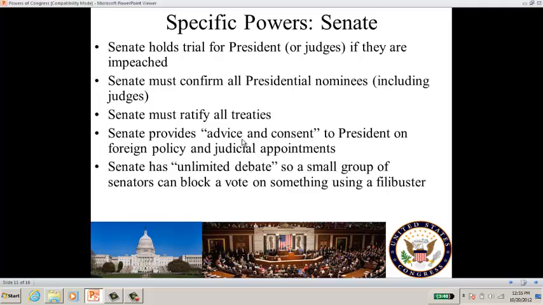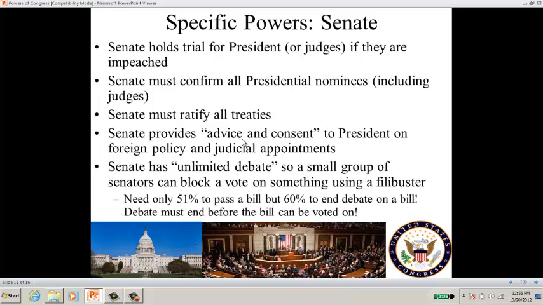And then the most fascinating thing is that the Senate has what's called unlimited debate. So a small group of senators can block a bill from being voted on by using something called a filibuster. In the Senate, you're only going to need 51% of the votes to pass a bill and send it off to the president. But before you can even vote on the bill, you have to vote to end the debate on a bill. This is what's called a cloture motion, C-L-O-T-U-R-E. A cloture motion to end the debate requires 60% of the senators to say yes. Well, this raises the bar, obviously. It's a lot harder to get 60%, and you can't vote on the bill until you've ended the debate.